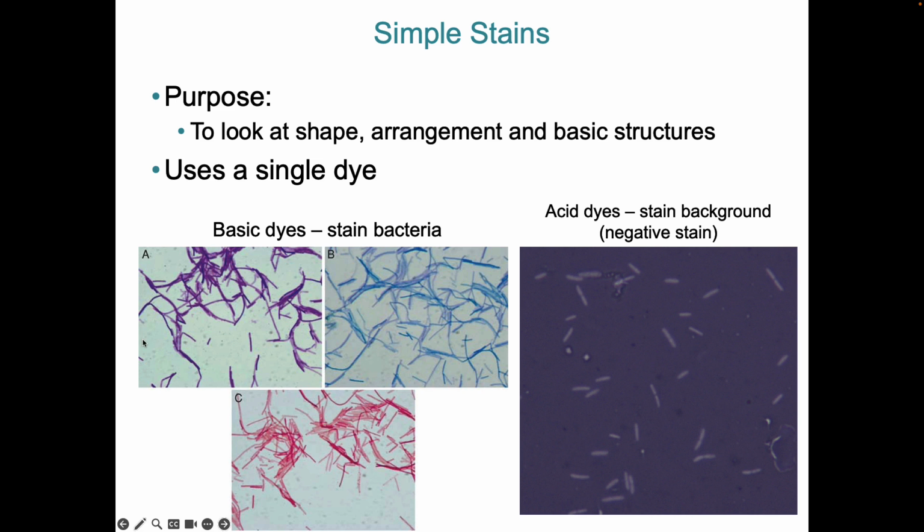So in this image here, these are basic dyes. So they have a positive dye molecule. They're attracted to the negatively charged cell. Here's crystal violet, they're purple. Here's methylene blue, they're blue. Here's safranin, they're pink or red. So you don't see much besides the shape of the cell. These look like rods, arrangements, they're kind of in chains. And we don't really see any basic structures because these are pretty small.